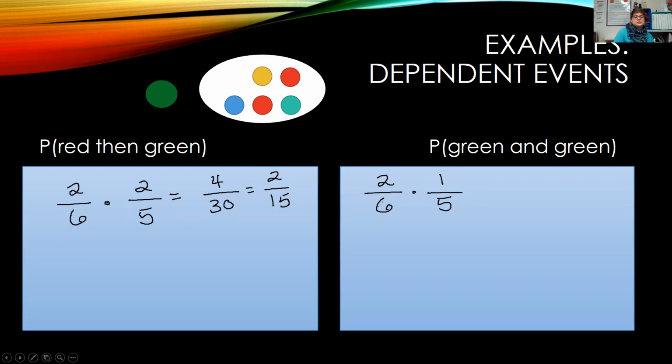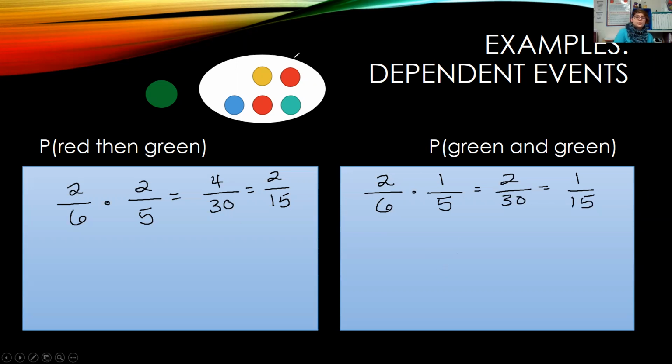So hopefully you noticed that with dependent, as things go on, our denominator decreases because we have fewer items. Okay, so we're going to say 2 times 1 is 2, 6 times 5 is 30. We can reduce to 1 over 15.